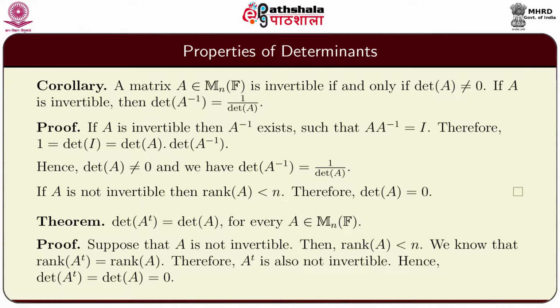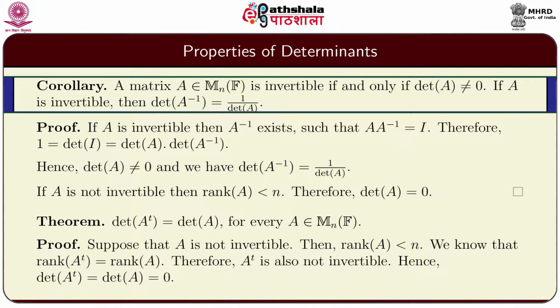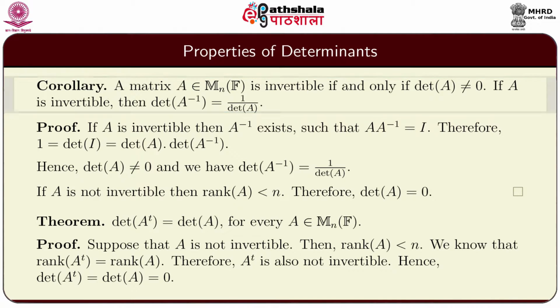Corollary: a matrix A in M_n(F) is invertible if and only if det A is not 0, and if A is invertible then det of A inverse is 1 over det A.